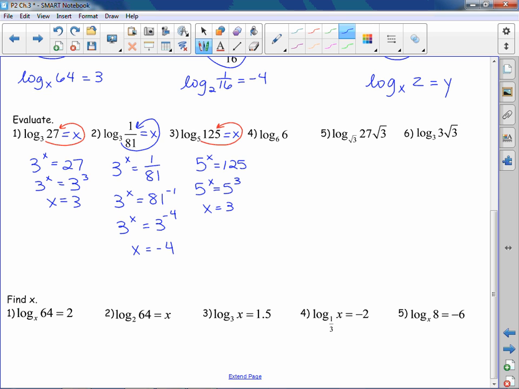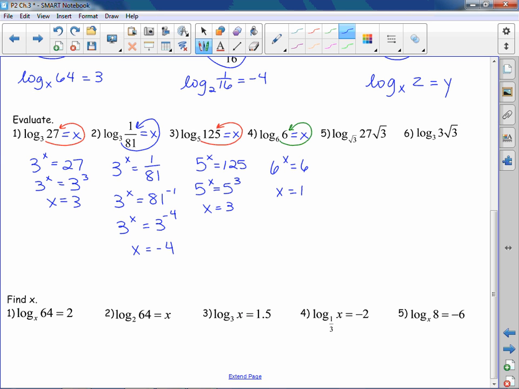Okay, let's do log base 6 is 6. Start at your base, and you'll switch it. 6 to the x equals 6. Exactly. X is 1. Two more. These are going to be long, I think.